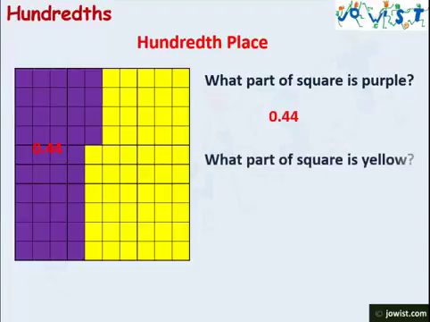Now, what part of square is yellow? We have 56 small squares shaded yellow, which means 56 upon 100 squares are shaded yellow. It is equal to 0.56. Therefore, 0.56 part of square is shaded yellow.